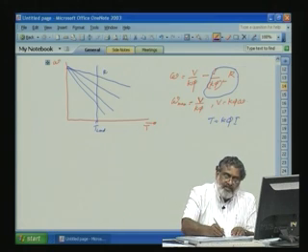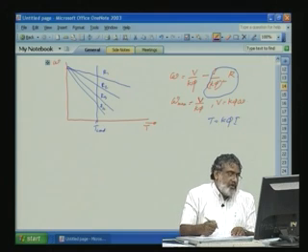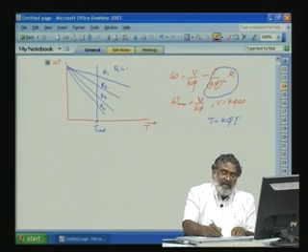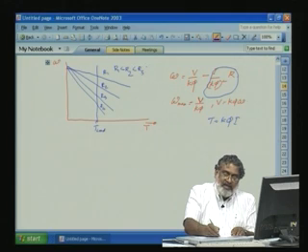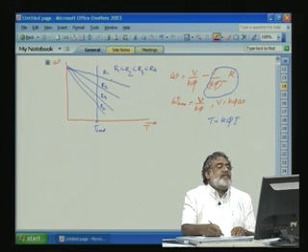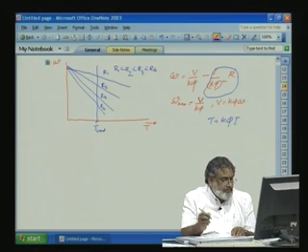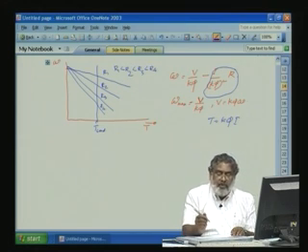So, let us say this is R1, this is R3, this is R4. If you see, R1 less than R2 less than R3 less than R4. So, as R4 increases, resistance increases, the speed decreases.